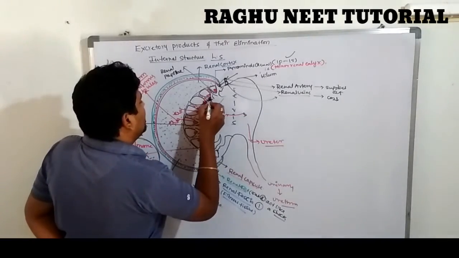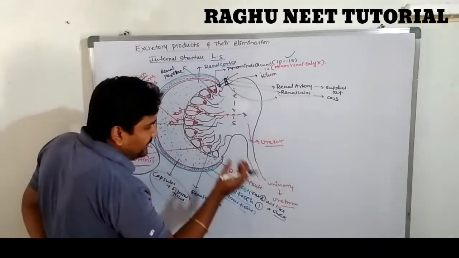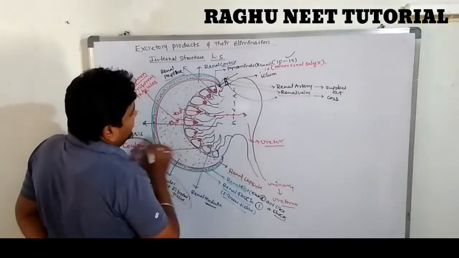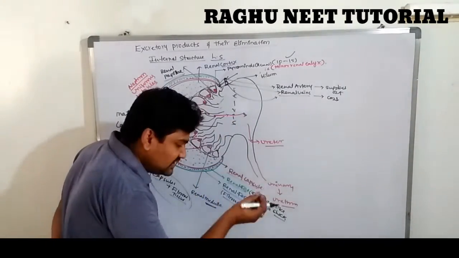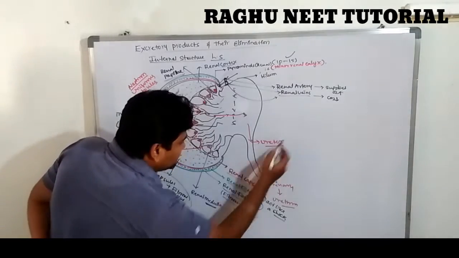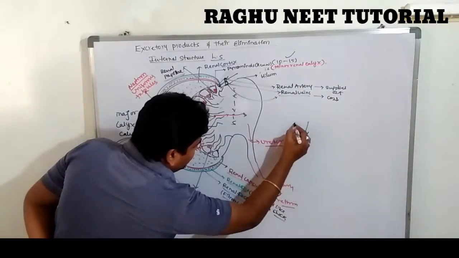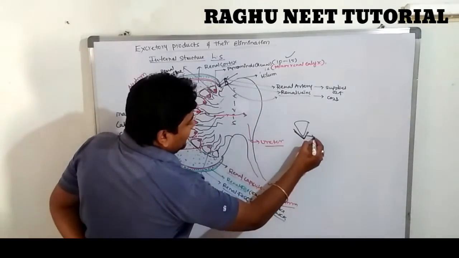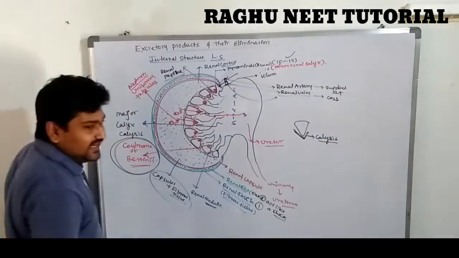What is the apical part of the pyramid known as? The renal papillae. What is the renal papillae? The apex of the renal pyramid is known as the renal papillae. The renal papillae are placed on a cup-like structure. This cup-like structure is called a calyx.